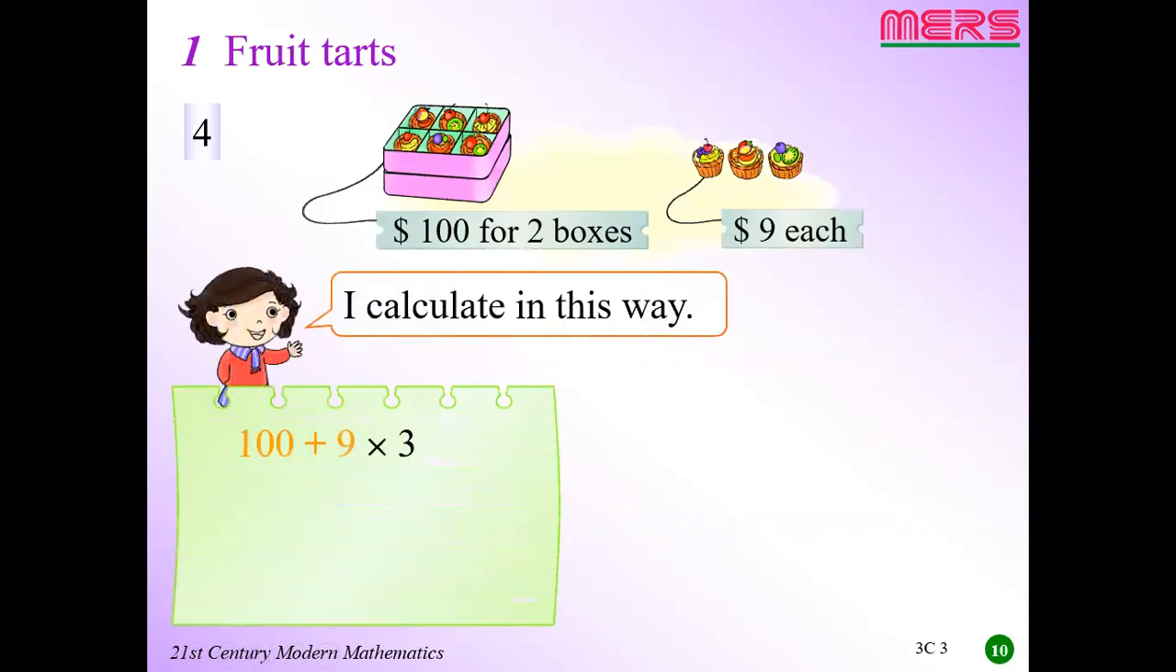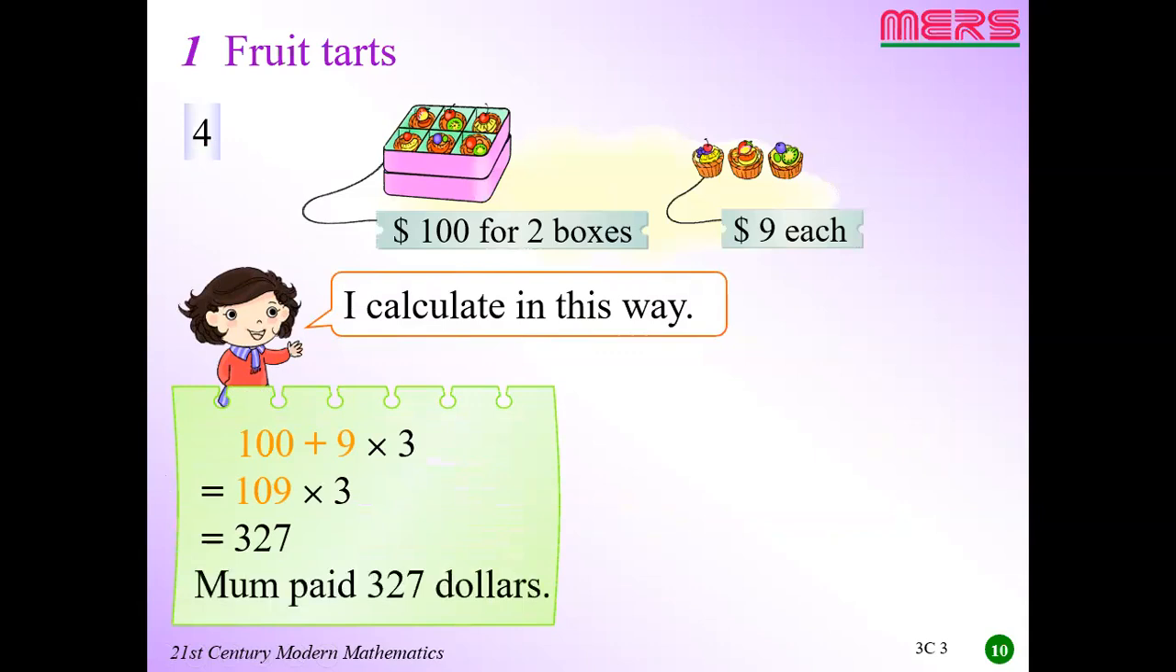So look at Carrie's calculations here. So we have 100 plus 9. She did this one first. The answer will be 109 times 3, and the answer will be 327.